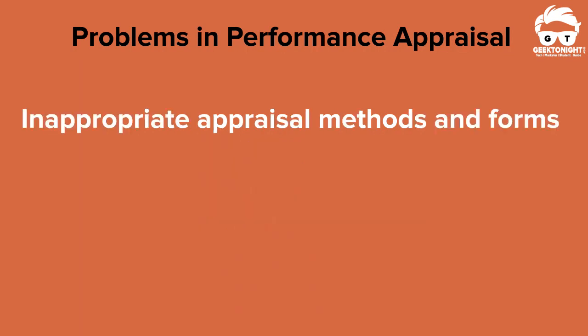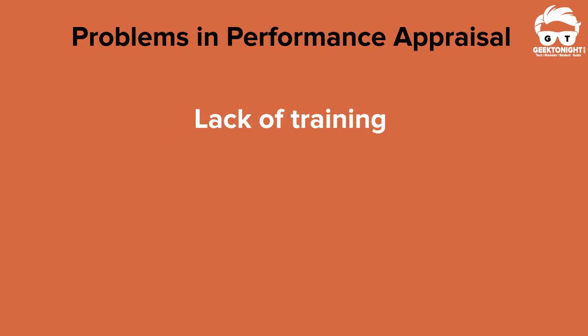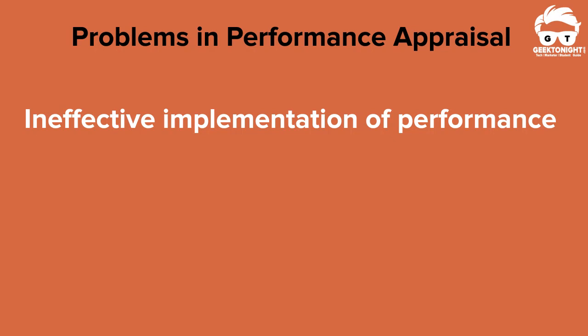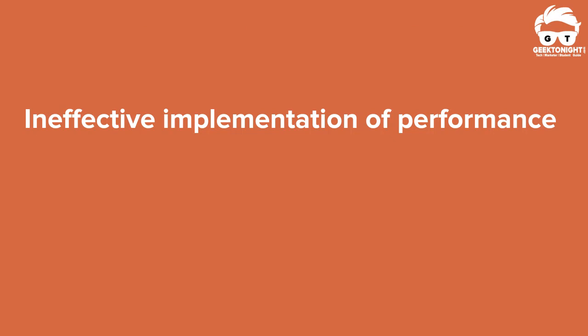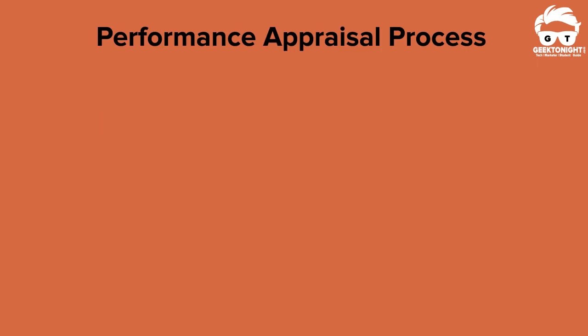And the next one is inappropriate appraisal methods and forms. And the third one is lack of training. And the fourth one is ineffective implementation of performance appraisal. After we discuss problems in performance appraisal, we go to the performance appraisal process. In the performance appraisal process, there are quite a few elements that are as follows.